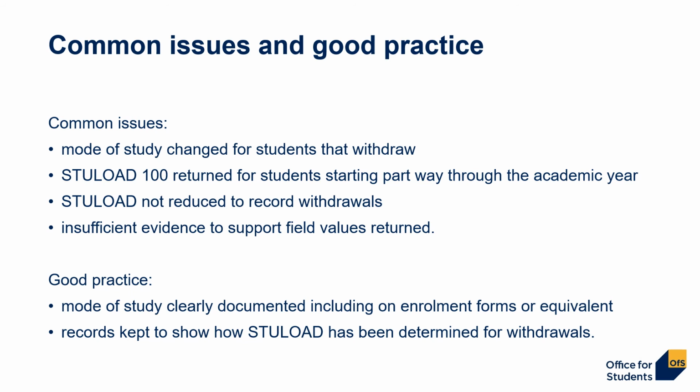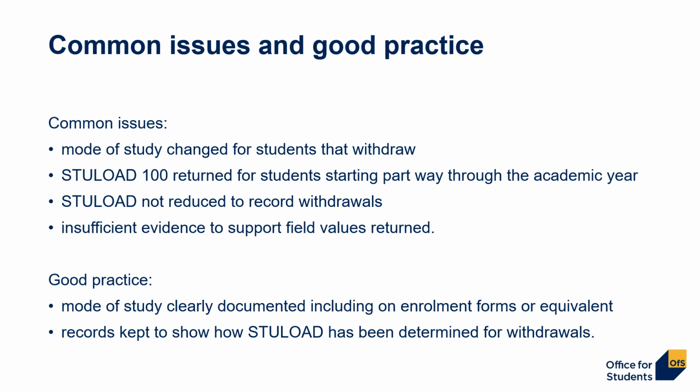STULOAD of 100 is returned for students that are starting partway through the academic year or are leaving partway through the academic year. So remember that the STULOAD must reflect the activity that is undertaken within the reporting year. So if a student is on a course that runs from January to January, then although that whole year would be a STULOAD of 100, potentially only 50% of that year would have been captured in the first reporting year of the ILR, and so a STULOAD of 50 would be returned with another 50 in the following reporting year, totaling up to that 100.